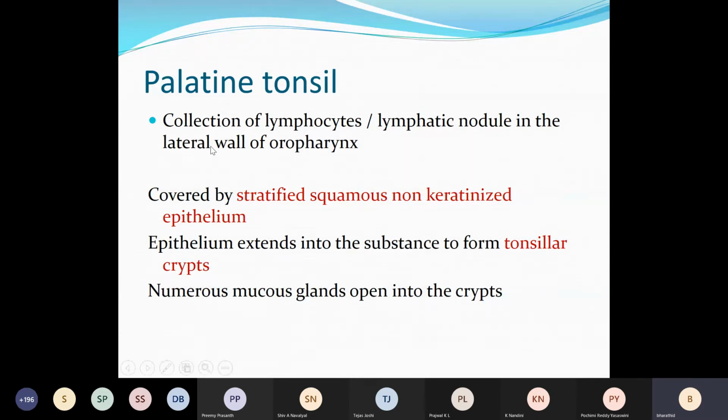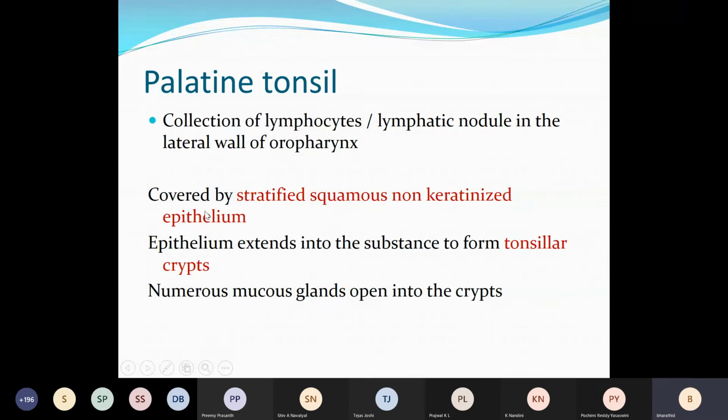Palatine tonsil, thymus will be asked as a short essay. Palatine tonsil usually will be asked like a short answer. Either you will have to draw the diagram or write a few points. Where is it present? It is present in the oropharynx.